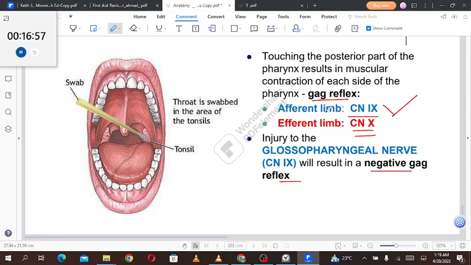So if there is injury to the glossopharyngeal nerve while we were doing the tonsillectomy, the glossopharyngeal nerve that was present on the base of the tonsil was damaged inadvertently, then there will be a loss of gag reflex because the sensory component of the gag reflex is lost.